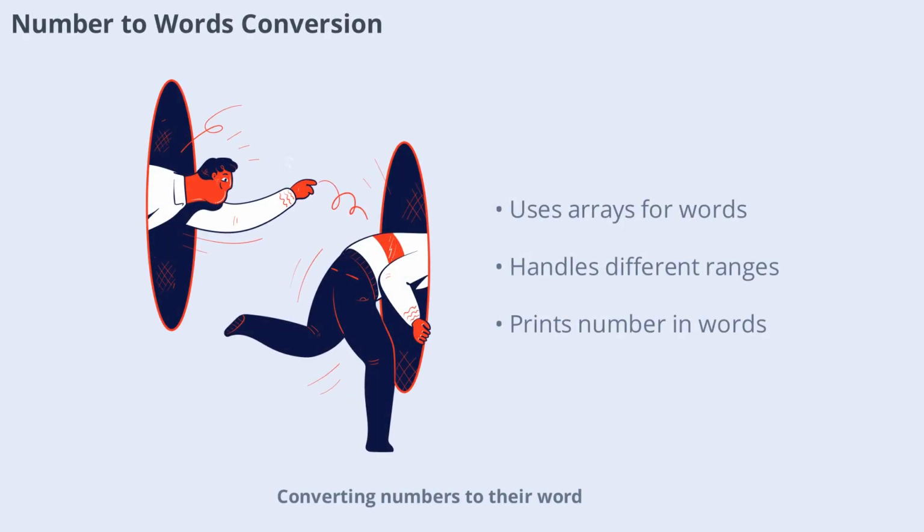Converting numbers to their word representation is a common programming challenge. This program uses arrays to map numbers to words and handles different number ranges with conditional logic. It's a great example of how to break down a problem and use arrays and string manipulation to achieve the desired output.